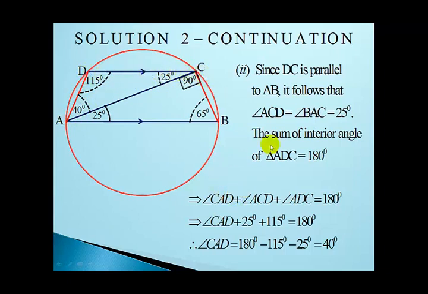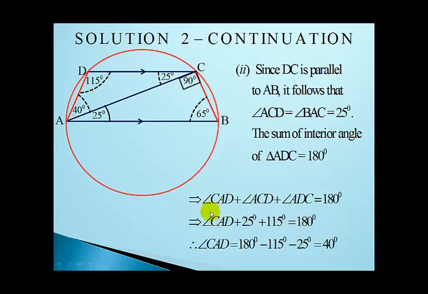Now we know that the sum of the interior angles of triangle ADC equals 180 degrees. So when we sum all the three angles, we have to equate to 180. So angle CAD, that's what we are calculating for, plus angle ACD, that is 25 degrees, plus angle ADC, that is 115 degrees, is equal to 180 degrees.